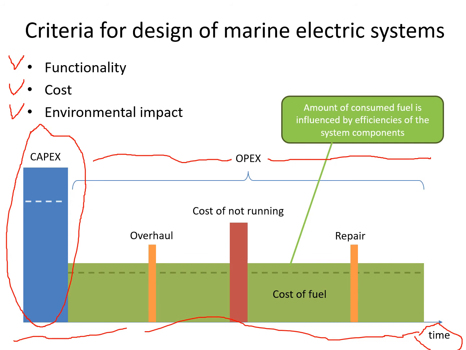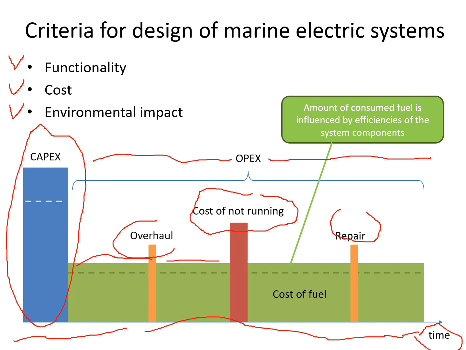On top of that, we have, of course, cost of fuel. You see it here. And we have some overhauls and repairs. And also we have cost of not running. When our vessel has a failure in some system, it needs repair, it needs to be in the dock, and then it is not earning money, it is not transporting anything. So there are also costs associated with that.